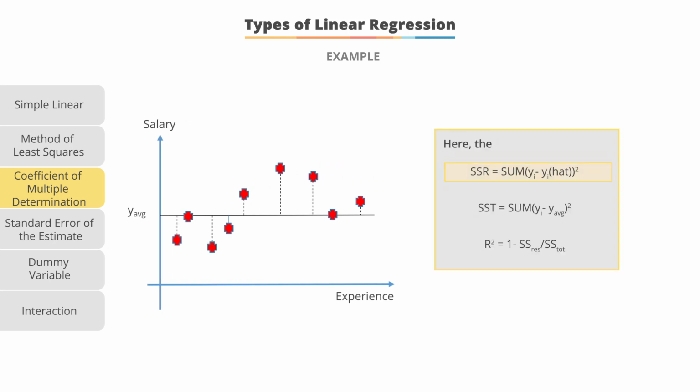So SSR, the sum of squared residuals, is the sum of y minus y hat squared. And then we have SST, the sum of squares total, which is the sum over all data points of y minus the average of all y's, squared. Now the reason we have to square these terms is that if we just had y minus y hat, the end result would be equal to 0. So what squaring the terms does is penalize distances further from the line. And r squared is computed as 1 minus the sum of squared residuals divided by the sum of squares total.